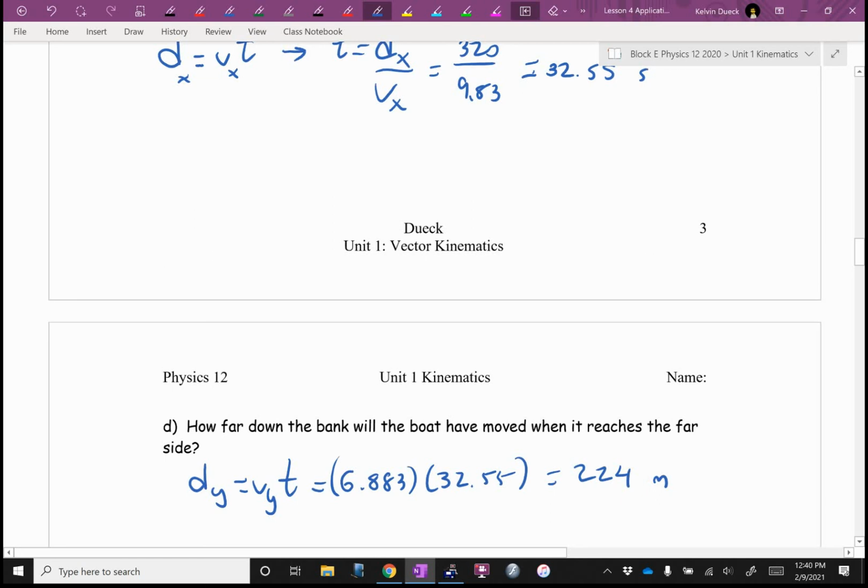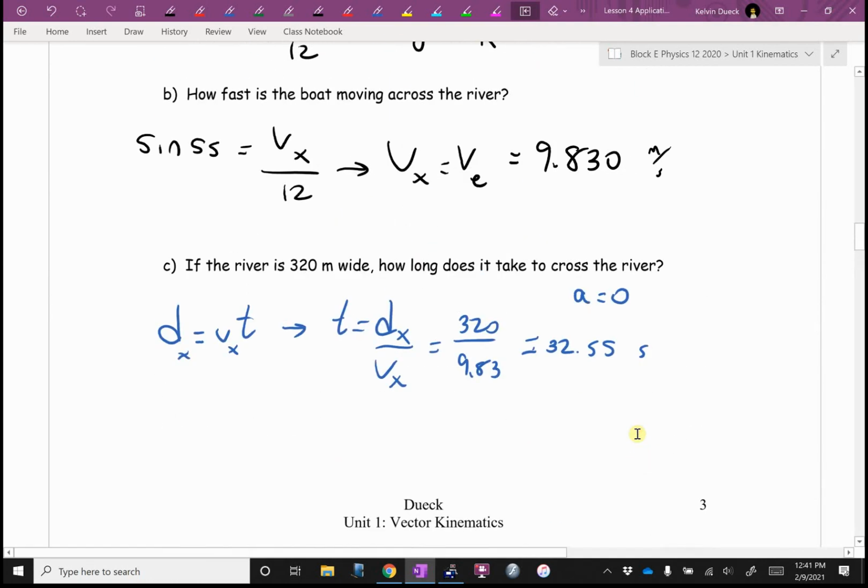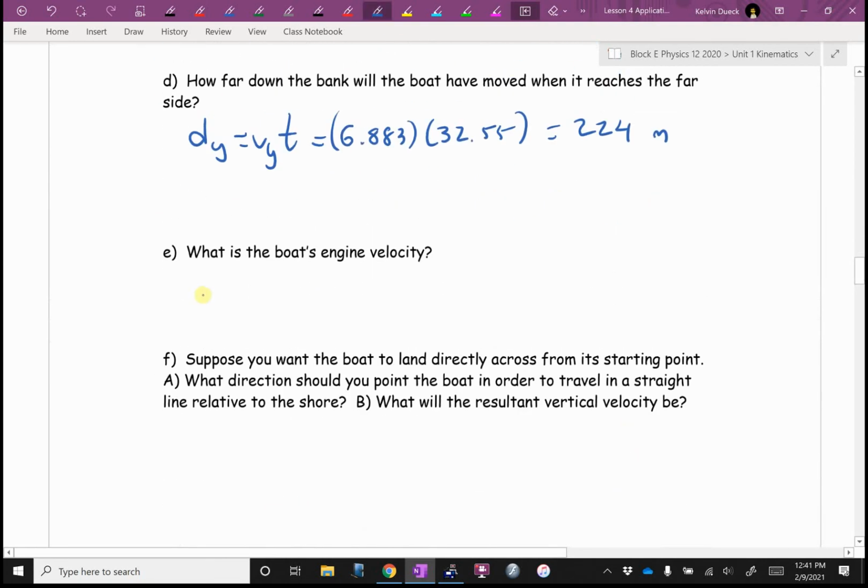That'll get you across to the other side the quickest, but that's probably not the smartest way to do it because you'd have to walk back. What's the boat's engine velocity? We already answered that. Which one of the vectors that we found? Which one of the components? By the way, a common mistake, kids will say, isn't the engine velocity 12? That can't be because that includes the current. 9.83? Is Matt right? Yes? Okay.